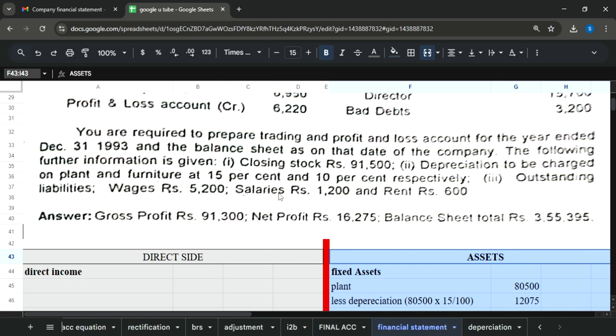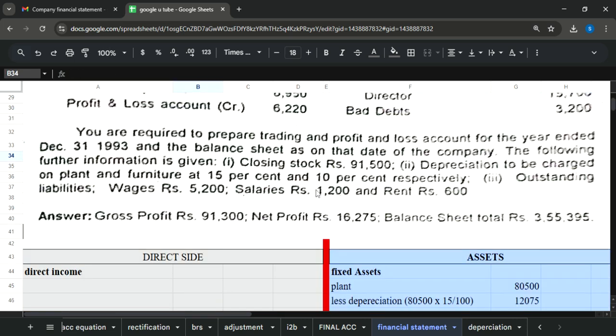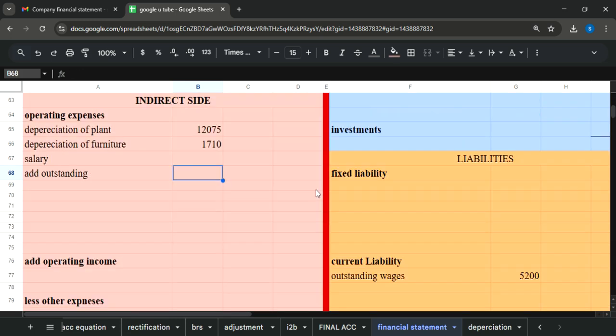Next, salaries. Salaries is part of operating expense. Here you will mention salary, and since it is also outstanding, you will be adding. Let's see how much the amount is. That is 1200. Mention it in front of salaries, and secondly again we will go to current liability, outstanding salaries, and the amount of which is 1200.